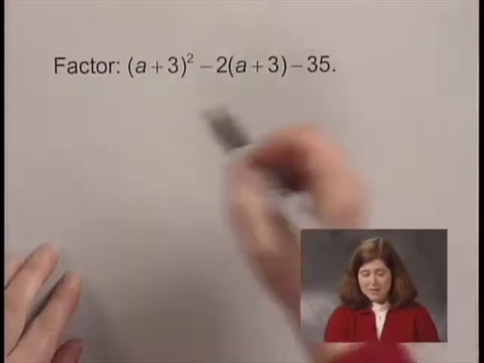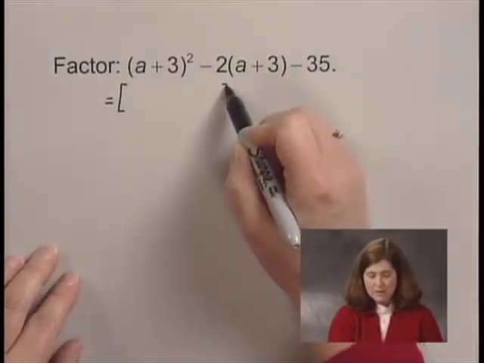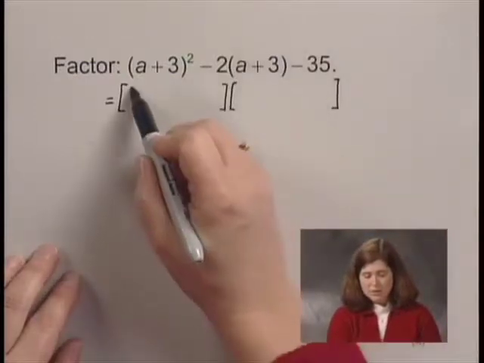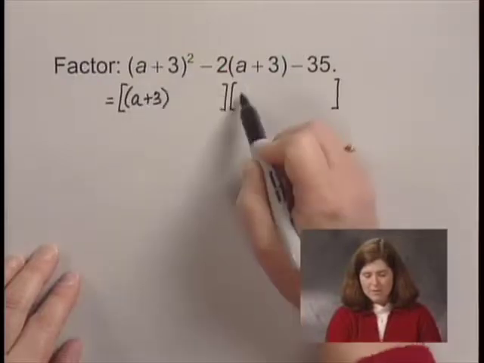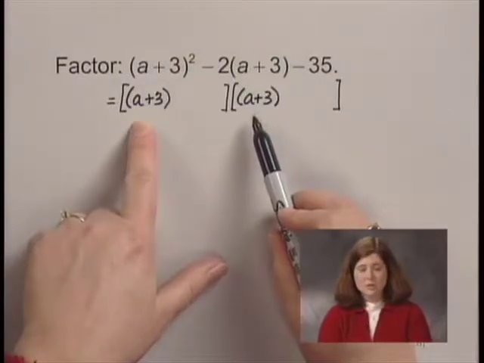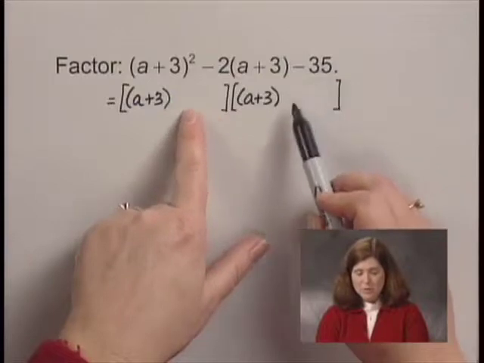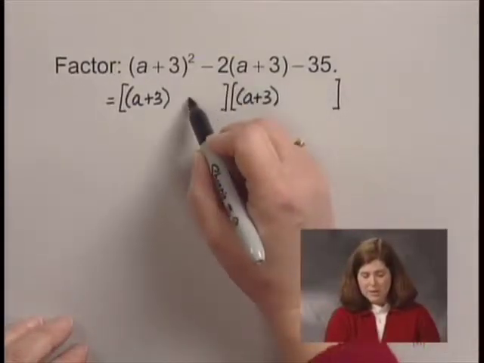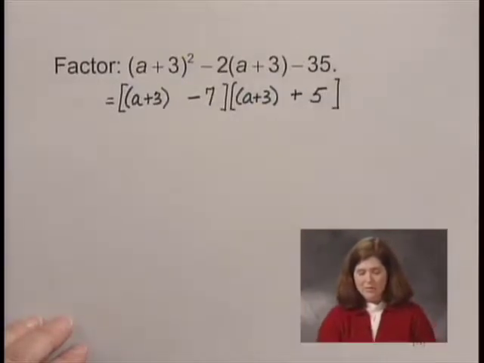It would look like this. I'm going to factor this as a product, and in this the first part will be a + 3. That will give me my (a + 3)^2 when I multiply it out. My last part, I want two numbers that multiply to negative 35, add to negative 2. That would be minus 7 and plus 5.